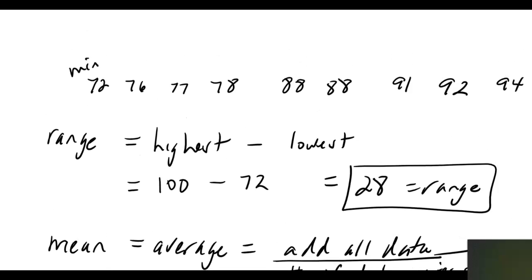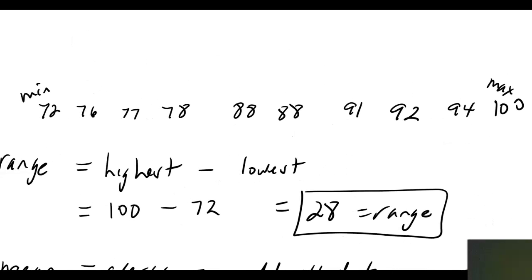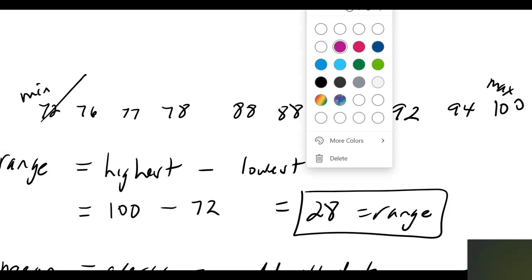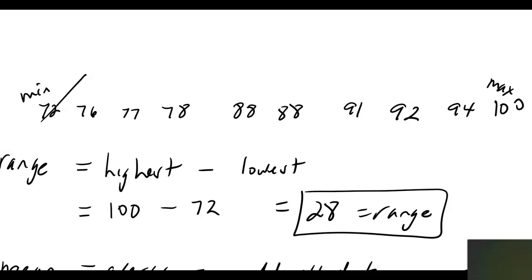So if we come back to the original data set, let me switch over. We want to find the middle. We just make sure the data is ordered chronologically, and we cross off from the outer ends of the data and work our way to the middle. So I would cross off 72 and 100. Cross off 76 and 94. Cross off 77 and 92. Cross off 78 and 91.